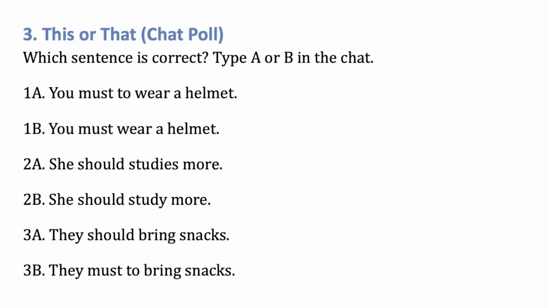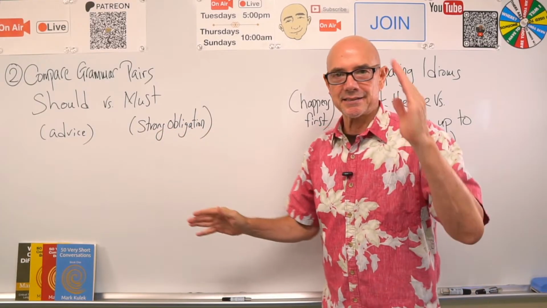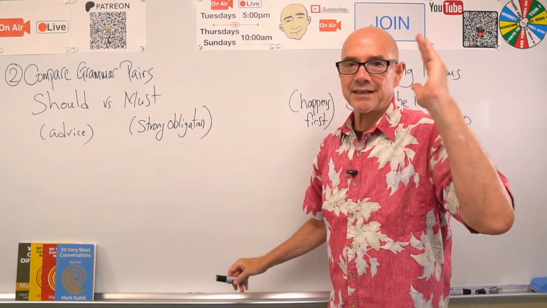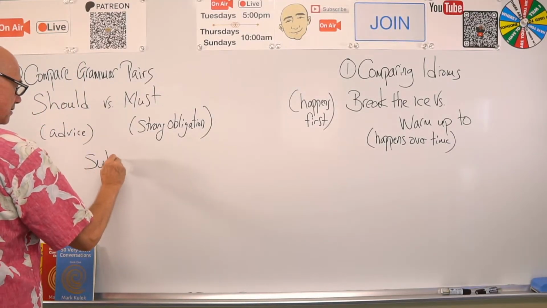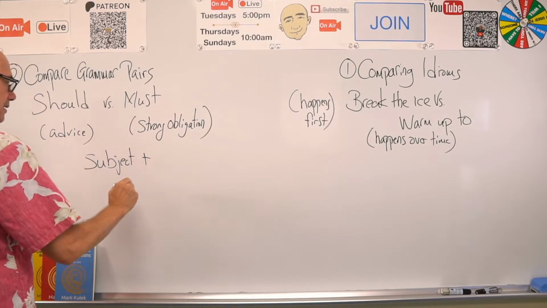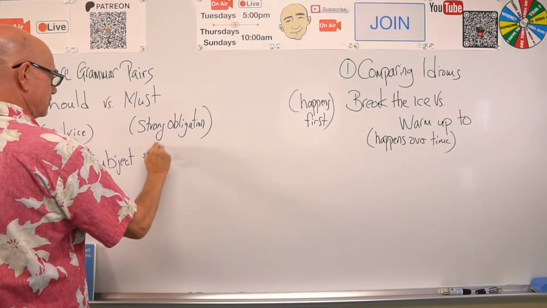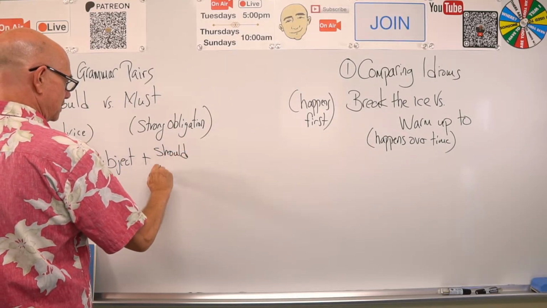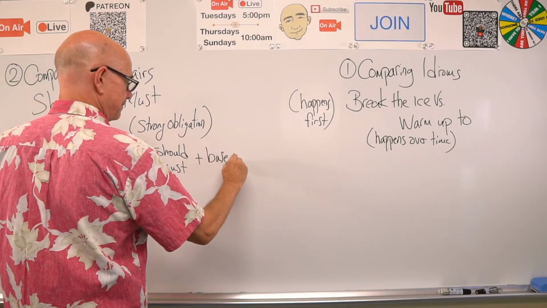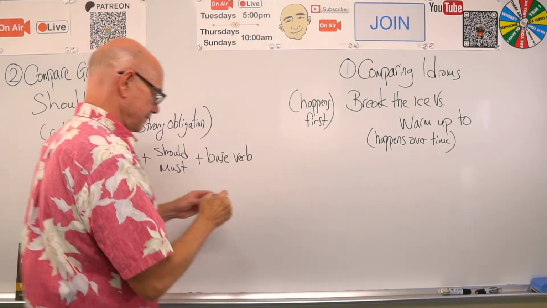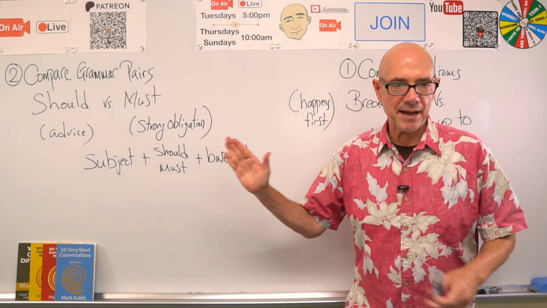Okay, good. Okay, so number 1, it's B. You must wear a helmet, right? Because of the pattern, right? So remember the pattern. It is subject and then the grammar point base verb, right? So subject plus the should or must plus base verb. Right? So we got to be careful with the pattern, right?